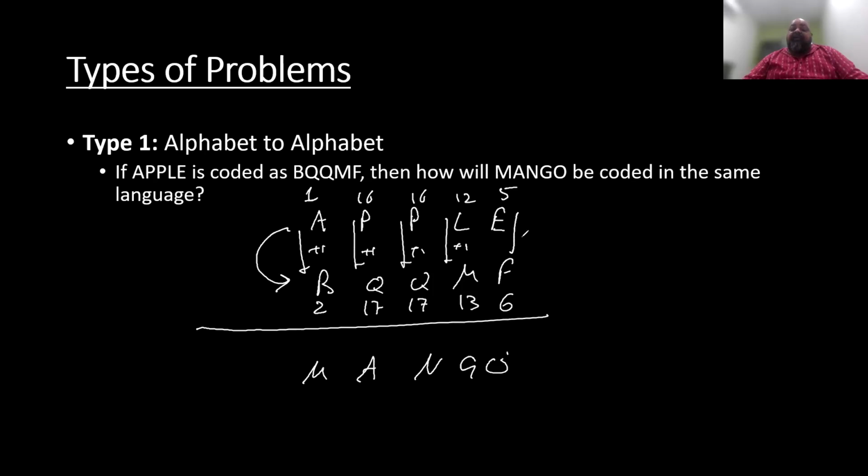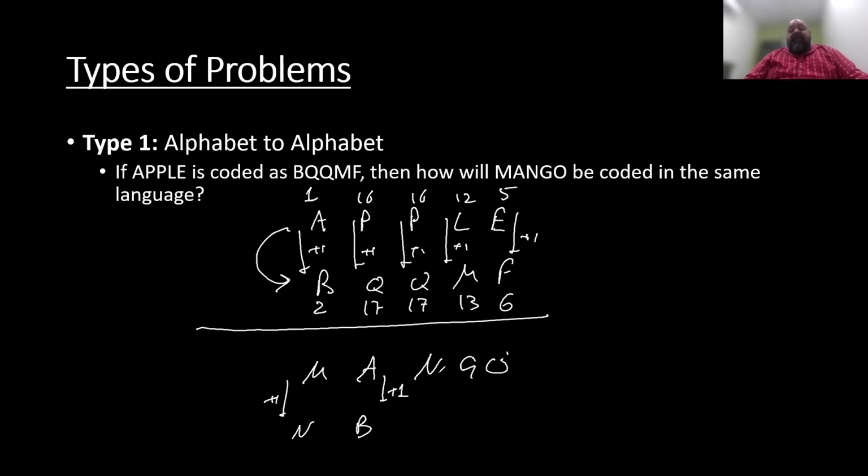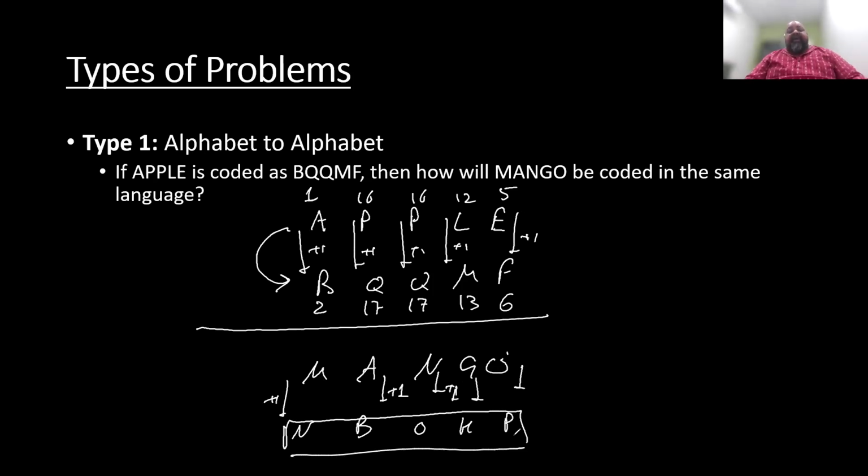Right? And therefore, what will be the code for mango? M plus 1. M के बाद आता है N. NBOHP. Absolutely. A के बाद आता है B. N के बाद आता है O. After G I'll have H, and after O I'll have P. So the code becomes NBOHP. Right?